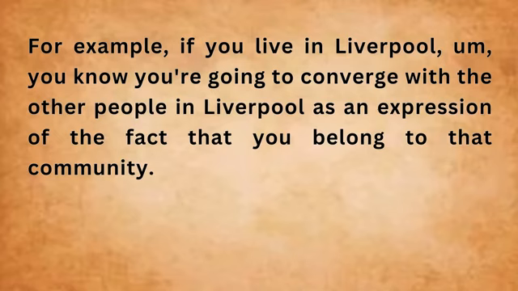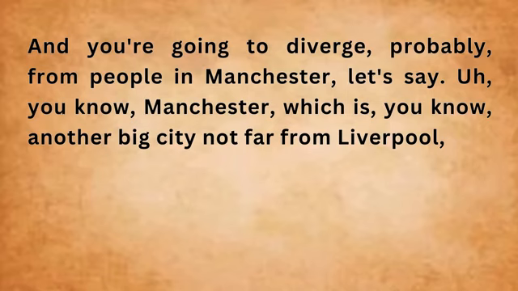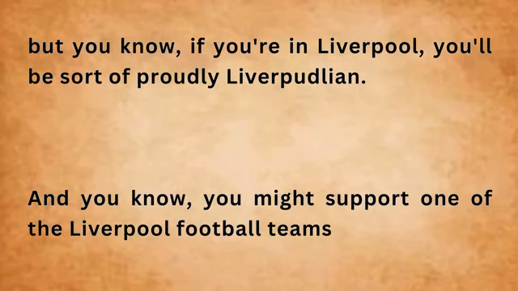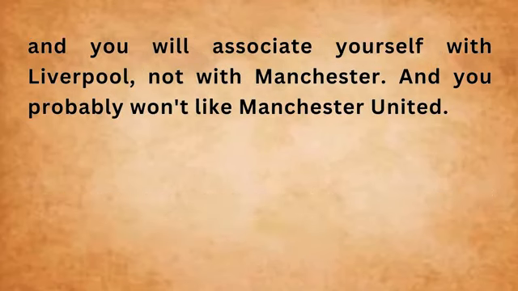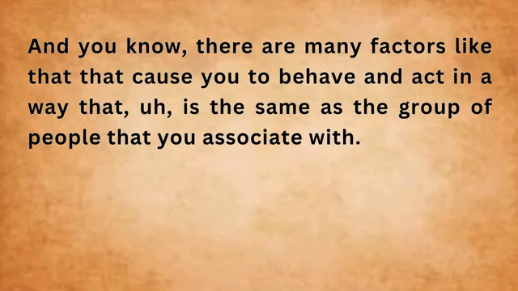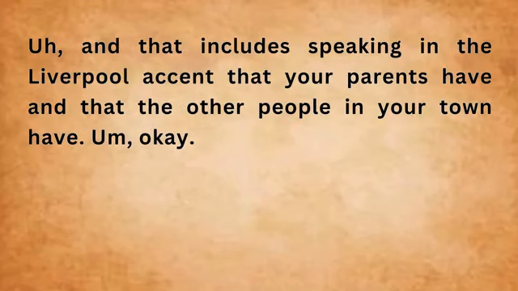For example, if you live in Liverpool, you're going to converge with the other people in Liverpool as an expression of the fact that you belong to that community, and you're going to diverge probably from people in Manchester, let's say, which is another big city not far from Liverpool. But if you're in Liverpool, you'll be sort of proudly Liverpudlian, and you might support one of the Liverpool football teams, and you will associate yourself with Liverpool, not with Manchester. And you probably won't like Manchester United. And there are many factors like that that cause you to behave and act in a way that is the same as the group of people that you associate with. And that includes speaking in the Liverpool accent that your parents have and that the other people in your town have.